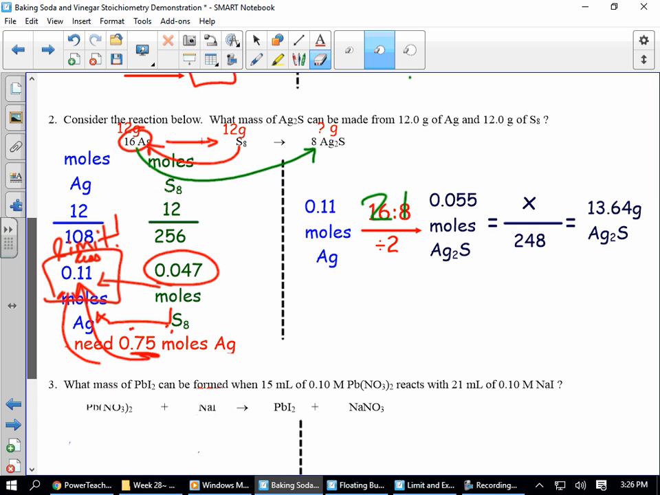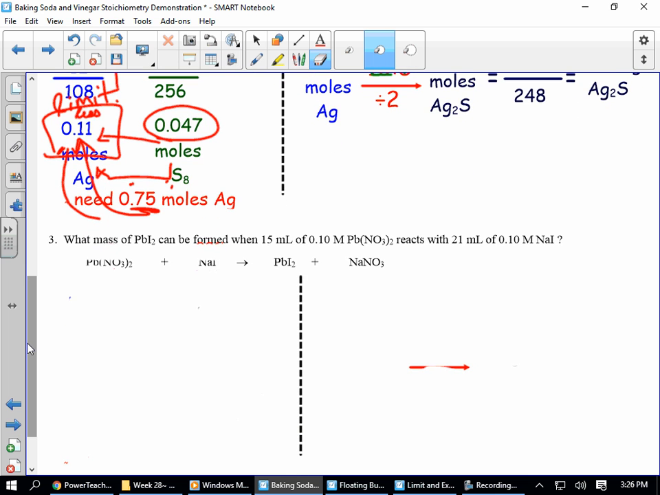Multiply both of those, I get 13.64 grams of Ag2S. All right, I would pause the program now, see if you can't balance number 3, and give me the answer.